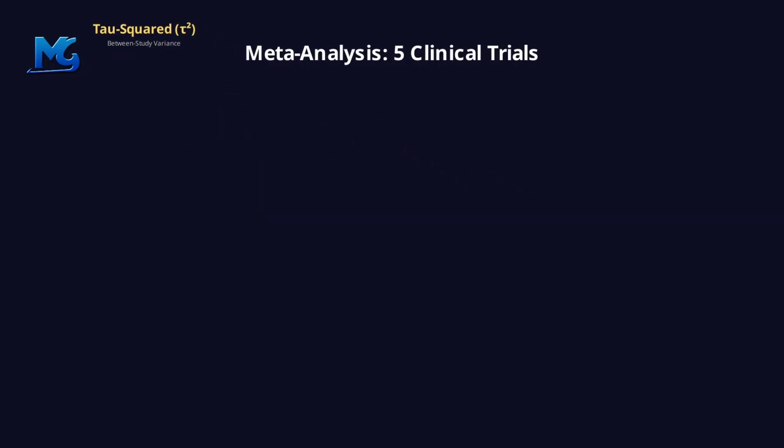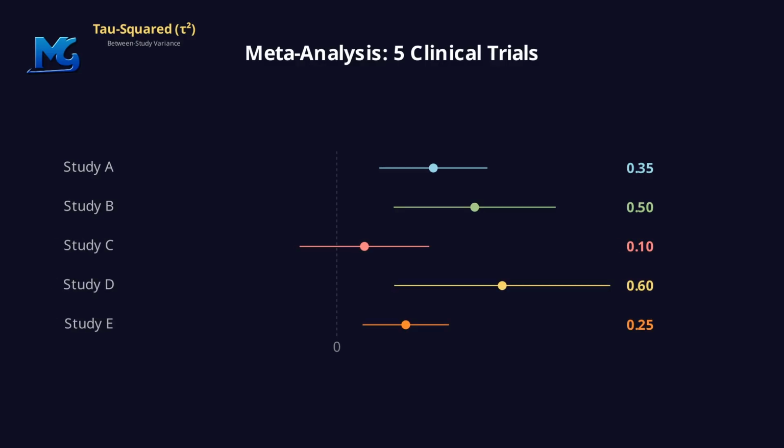Here's a meta-analysis. 5 clinical trials, same treatment. Some effects are strong, some are weak. When we pool them, we get 0.30. But how spread out are the true effects behind that average?